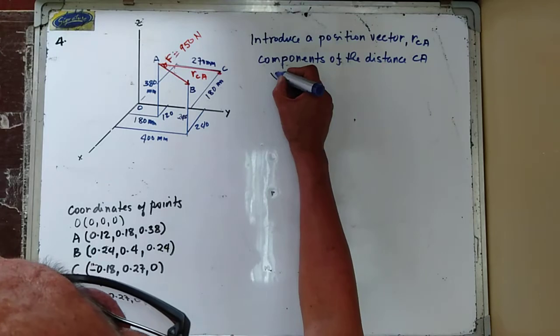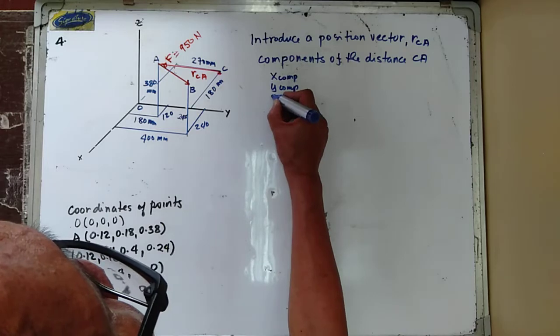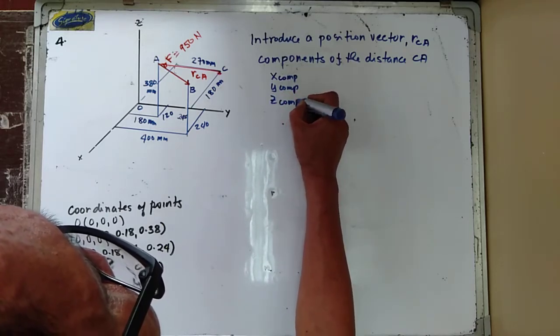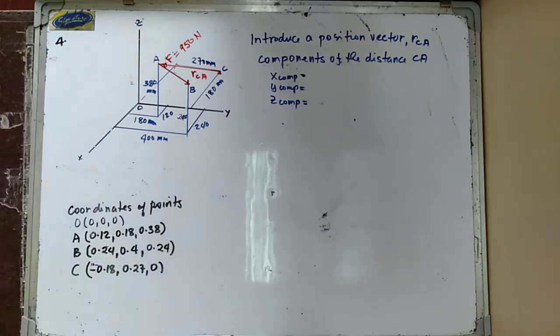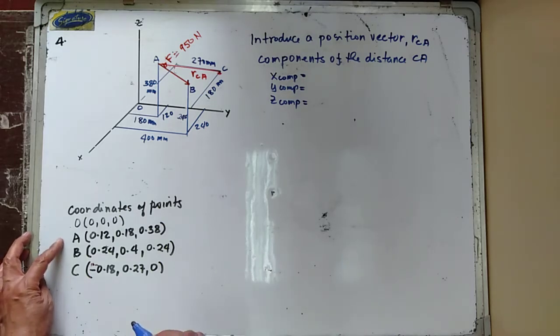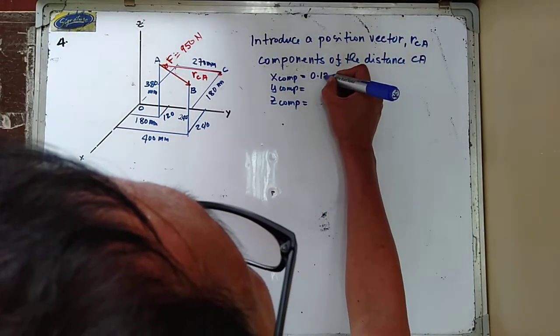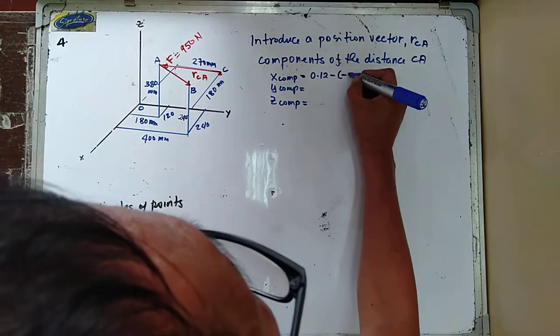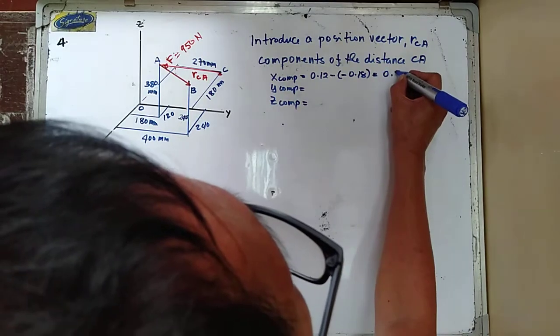We have your X, we have your Y, and your Z. So this position vector is from point C to point A. So again, head minus tail. So A minus C. So point A minus point C: 0.12 minus negative 0.18, and this is equal to 0.3.